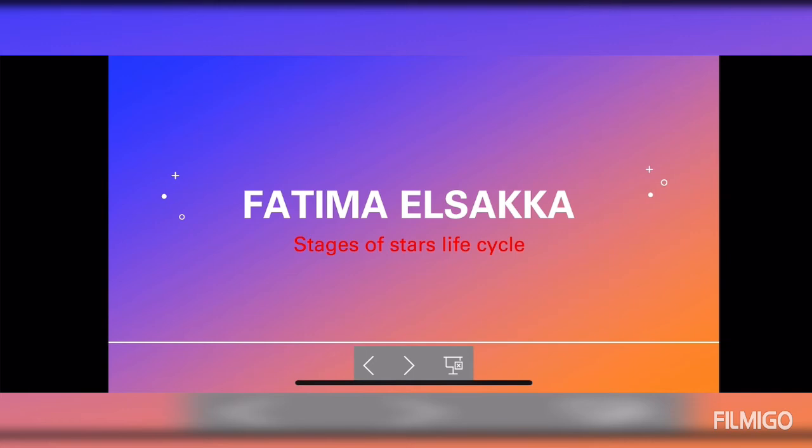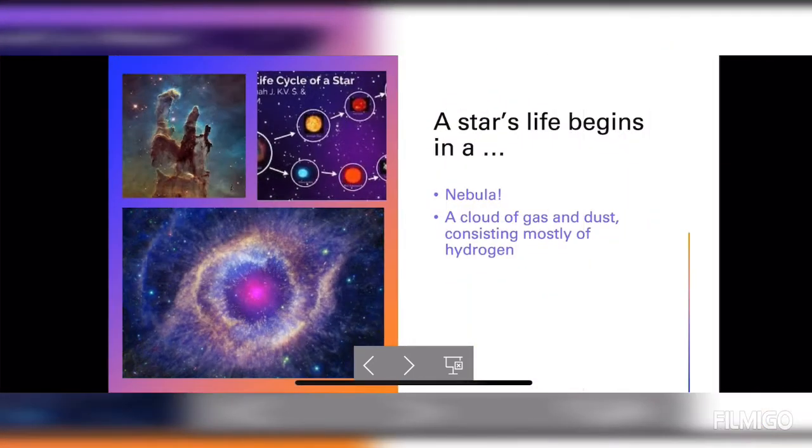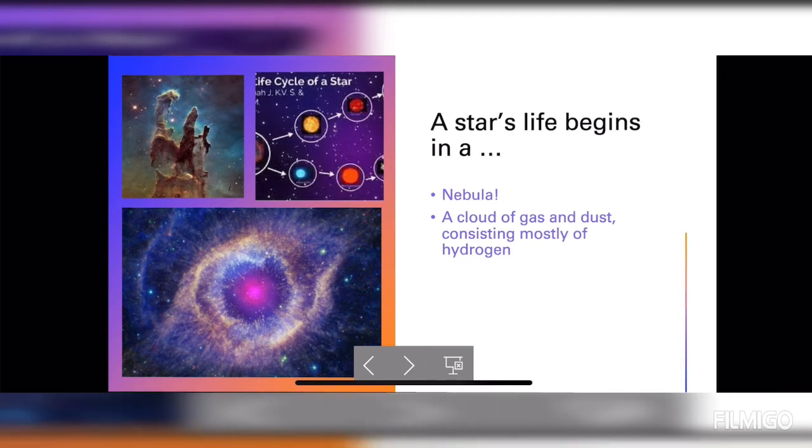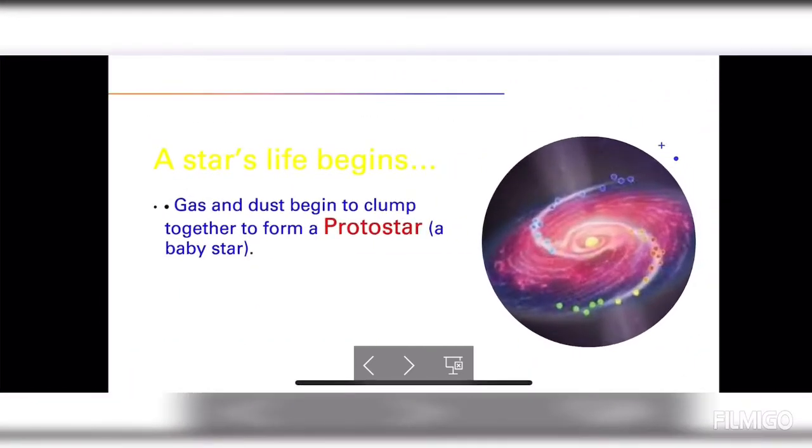Stages of a star's life cycle. A star's life begins in a nebula, a cloud of gas and dust consisting mostly of hydrogen. Gas and dust begin to clump together to form a protostar, which is a baby star.